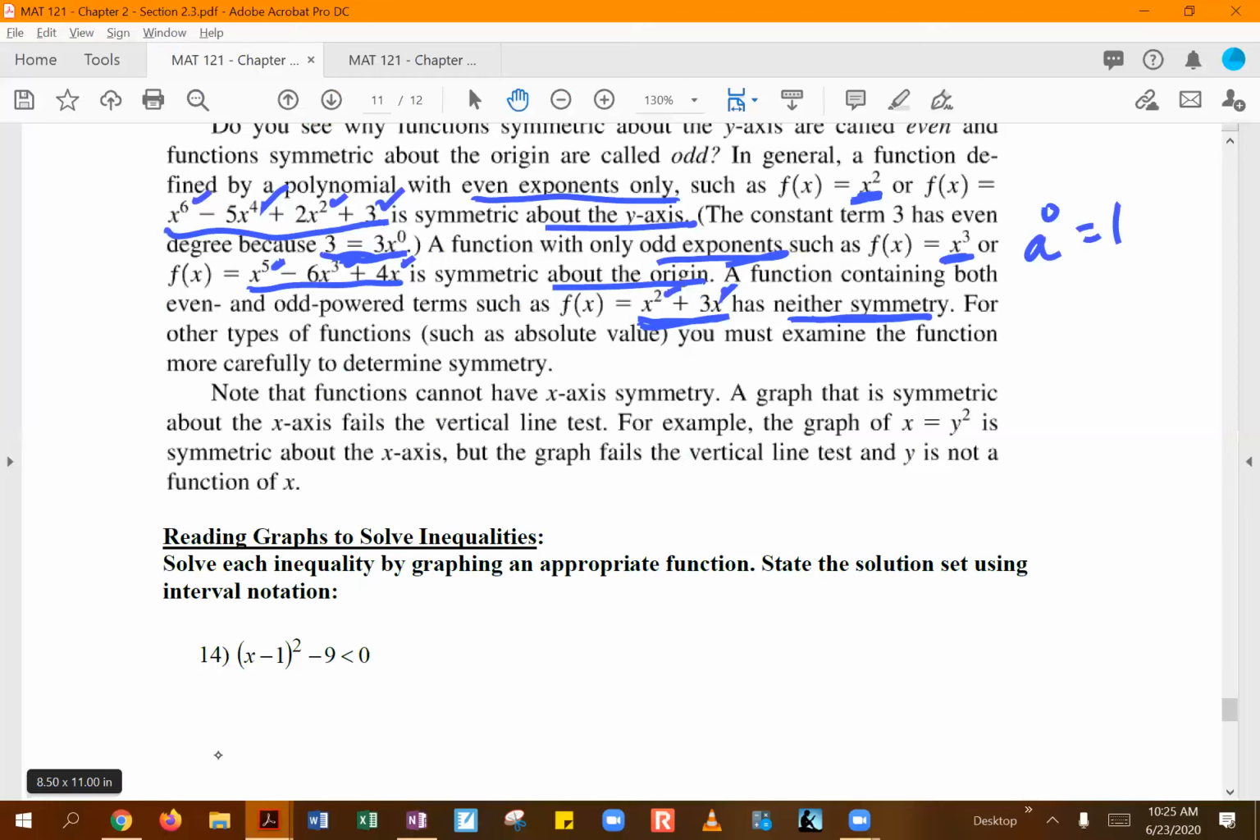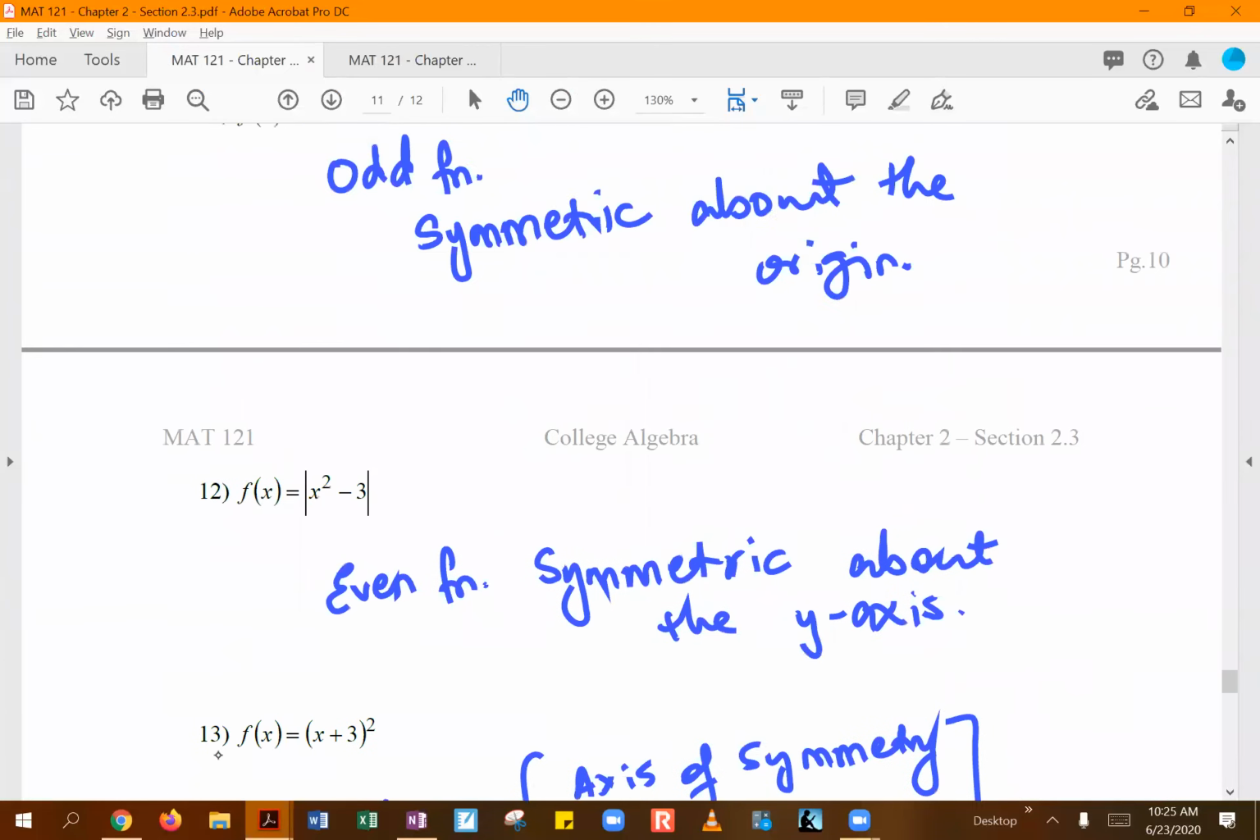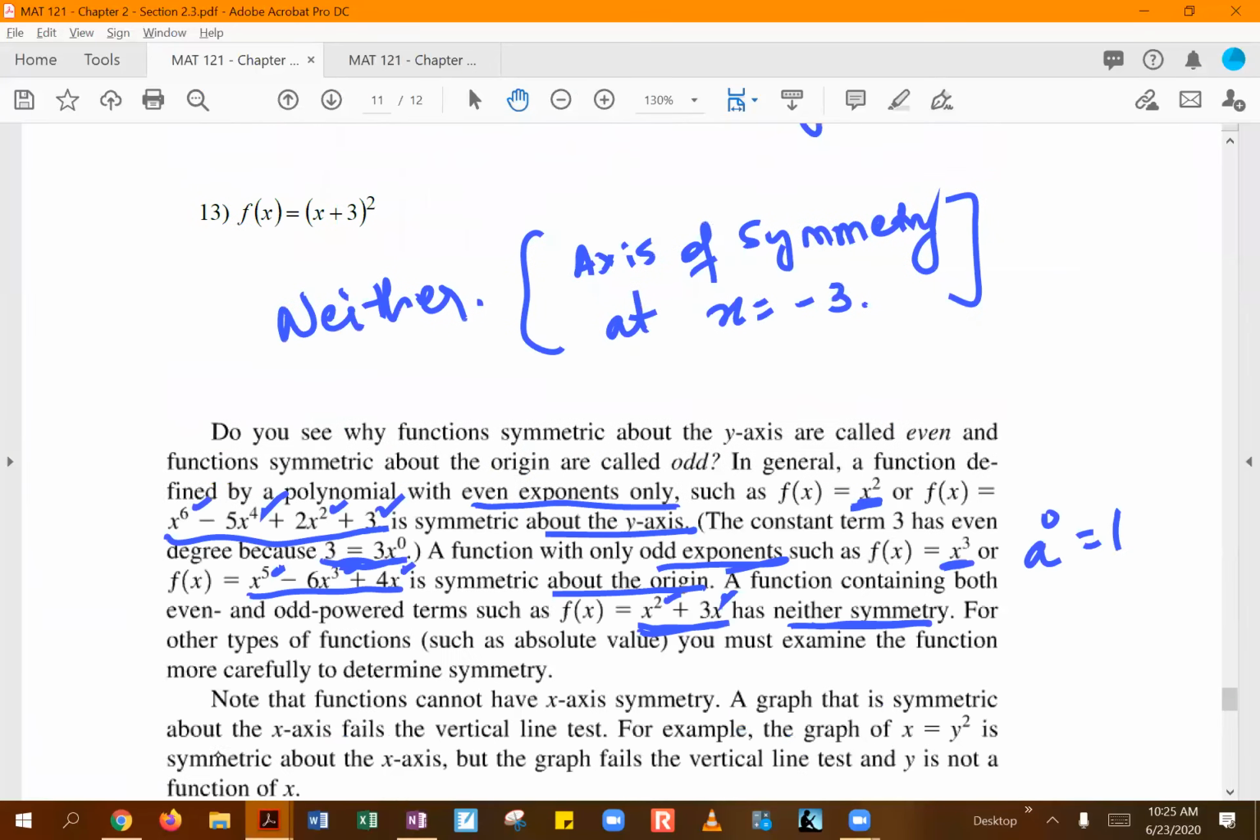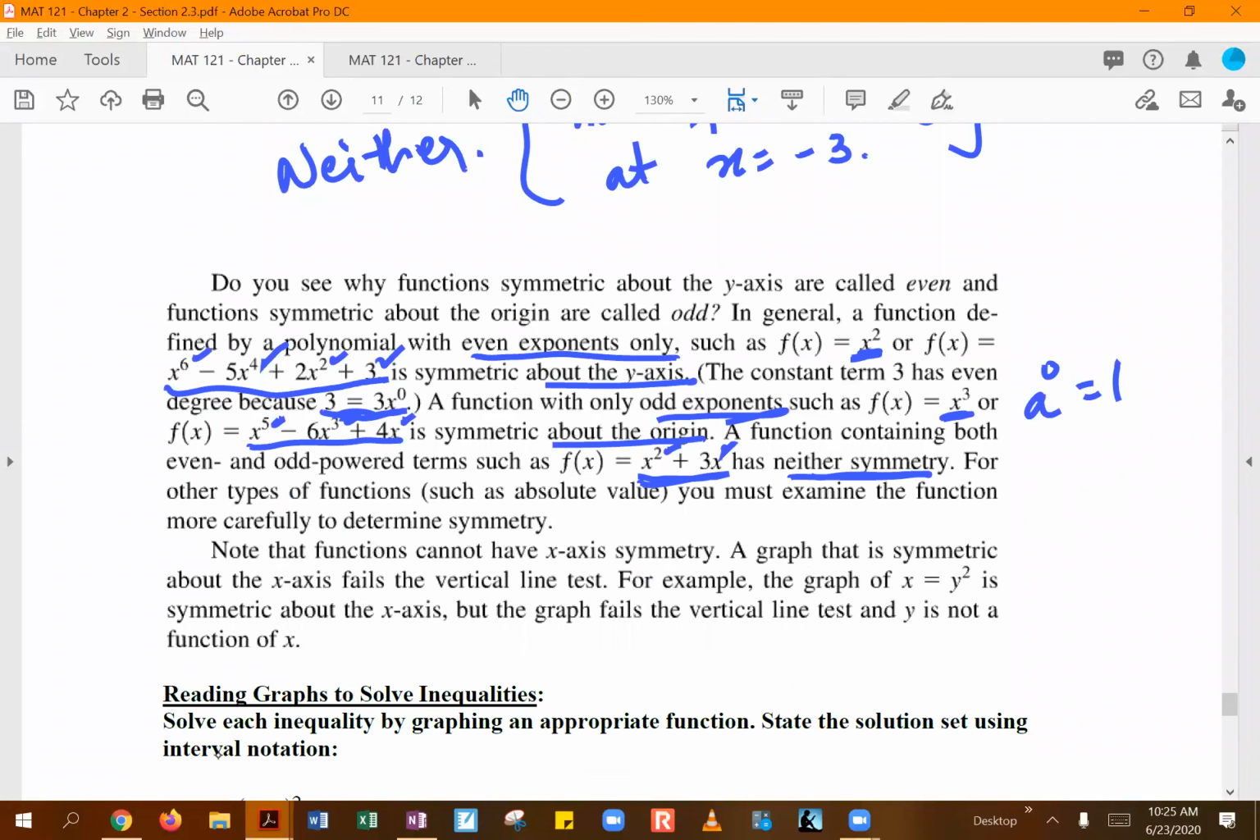So if you didn't want to have to go through the calculations, which I think are not that bad and they give you a concrete answer, you can also look at your exponents on the function to help you out.